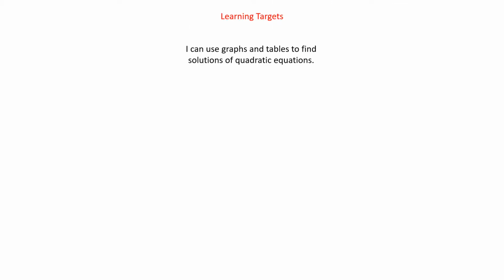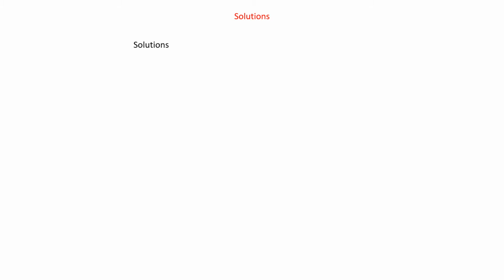So, our learning targets: I can use graphs and tables to find solutions of quadratic equations. All right. Now, the first question is, what are solutions? When we're solving, what does that mean? Well, we have a couple synonyms here. We have solutions, we have zeros, we have x-intercepts, and we have roots. These all mean the same thing. In certain situations, one of them will make more sense to use than the other, but in essence, they're all the same thing. These are all the solutions.